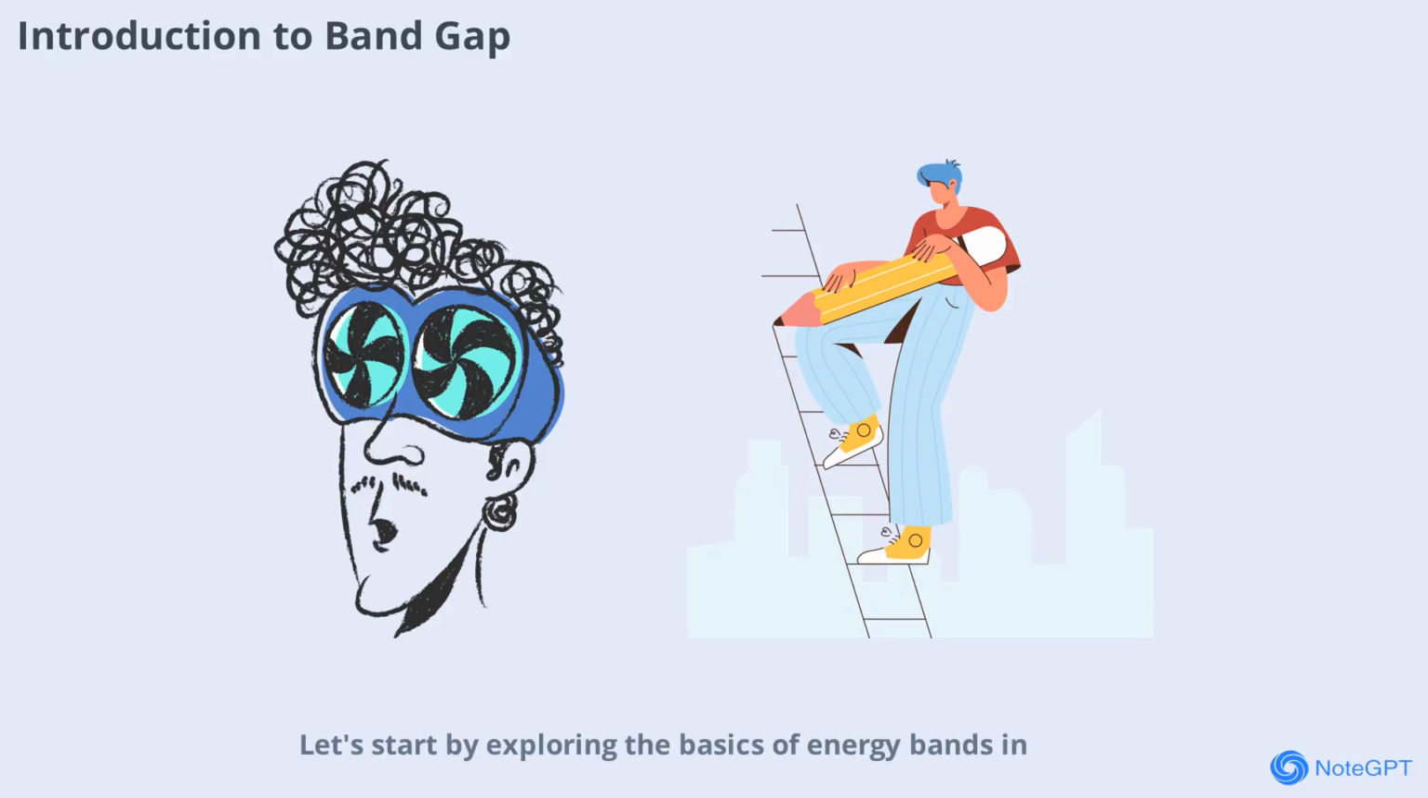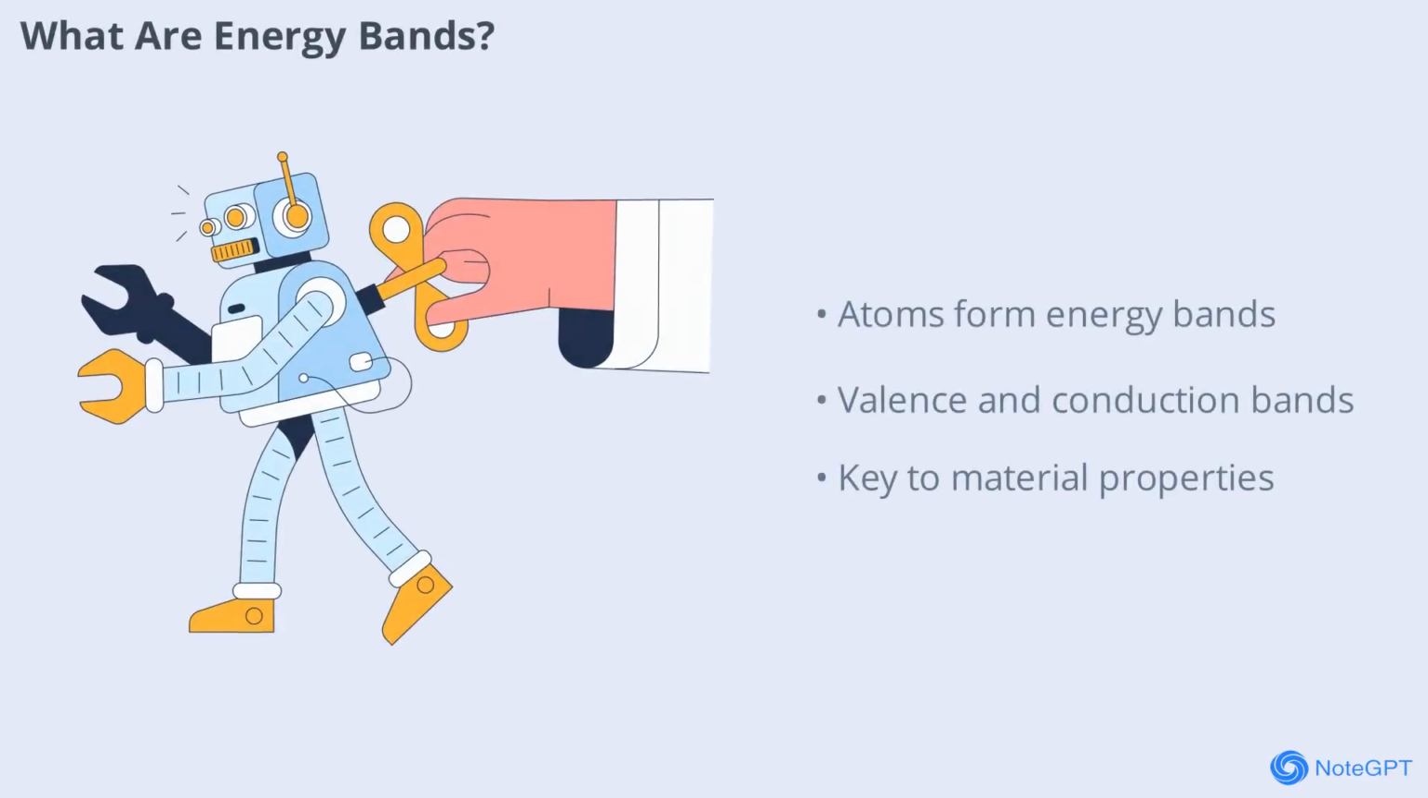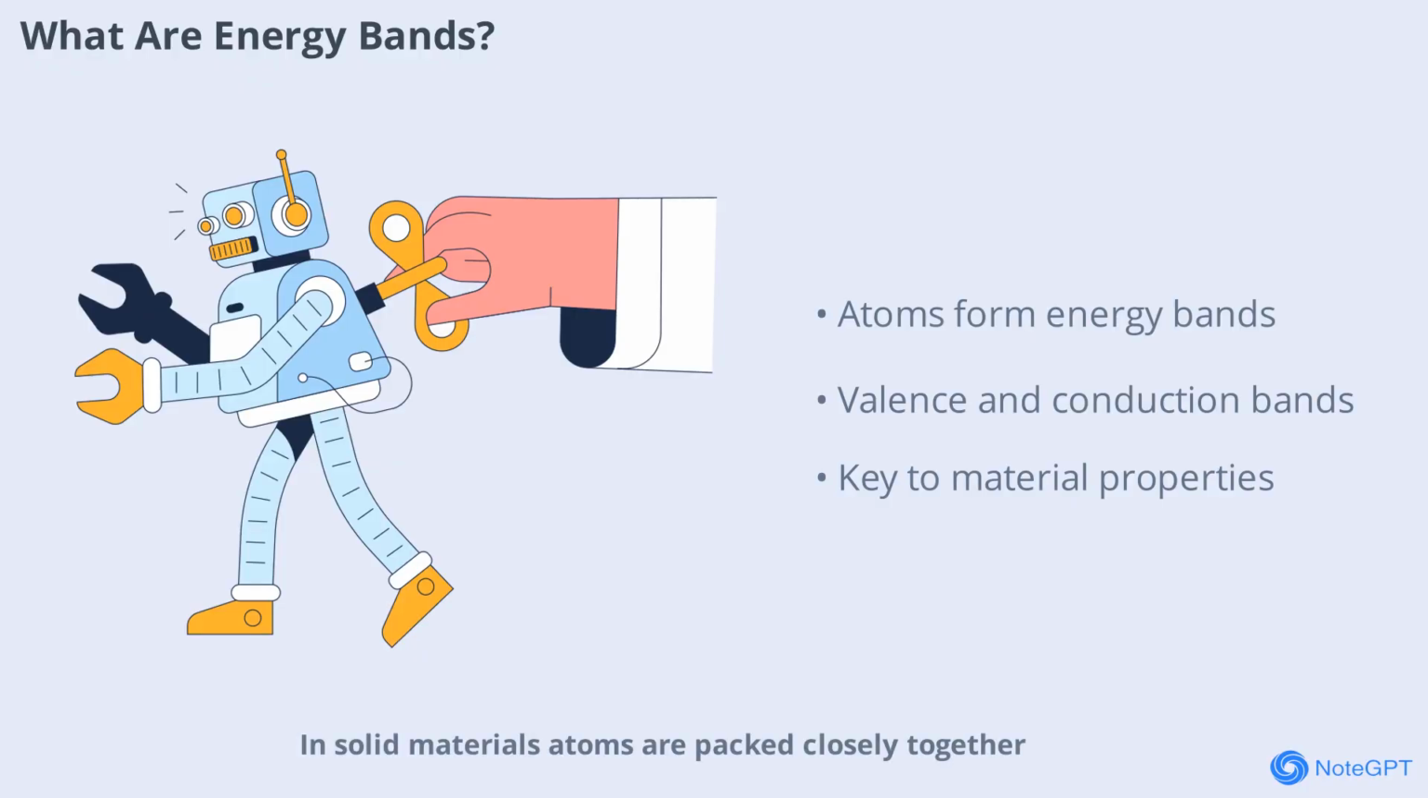Let's start by exploring the basics of energy bands in solids and set the stage for a deeper understanding of semiconductors. In solid materials, atoms are packed closely together and their electrons interact. Instead of having distinct energy levels like isolated atoms, these interactions cause the energy levels to spread out, forming what we call energy bands. The two most important bands are the valence band, where electrons are usually found, and the conduction band, where electrons can move freely and conduct electricity. The arrangement and spacing of these bands are fundamental to understanding how materials behave as conductors, insulators, or semiconductors.